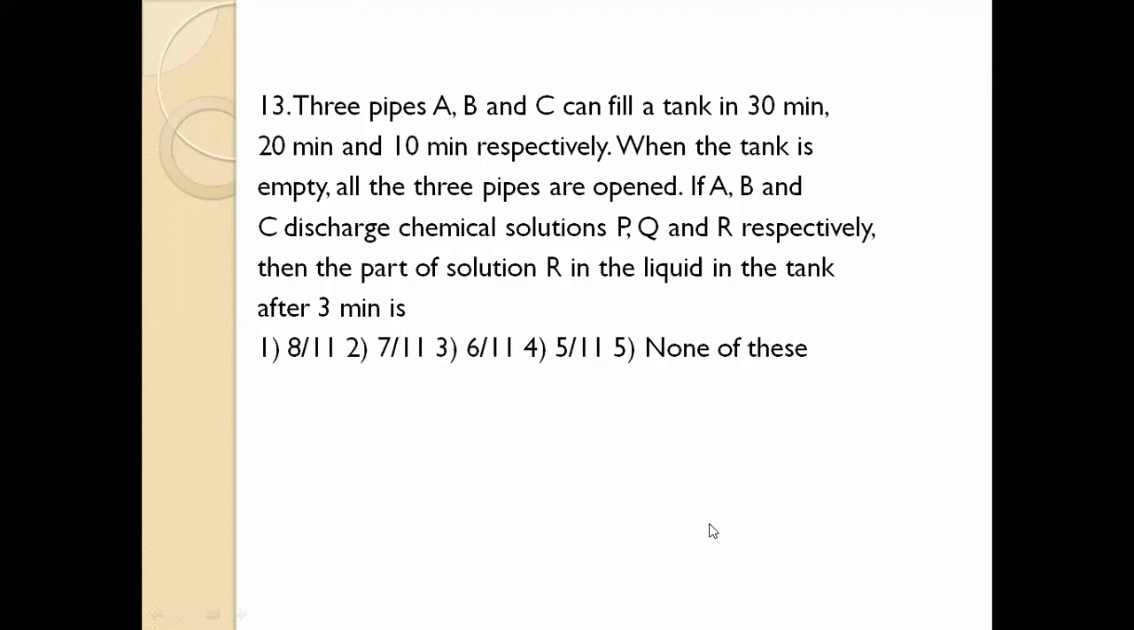Now here clearly, see this problem. A, B, C can fill a tank in 30 minutes, 20 minutes and 10 minutes respectively. When the tank is empty, all three pipes are opened. If A, B and C discharge the chemical solutions P, Q and R respectively, then the part of solution in the liquid in the tank after 3 minutes is. A fills in 30 minutes, so A's 1 minute work is 1 by 30, B 1 by 20, C 1 by 10.